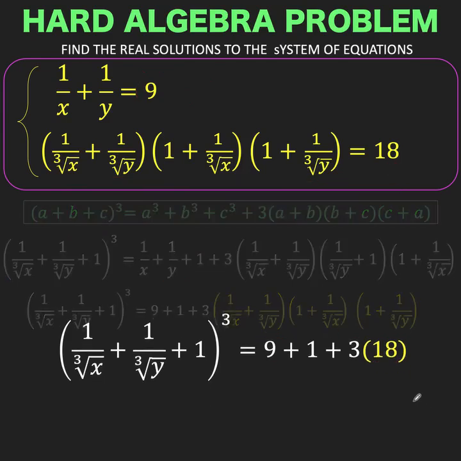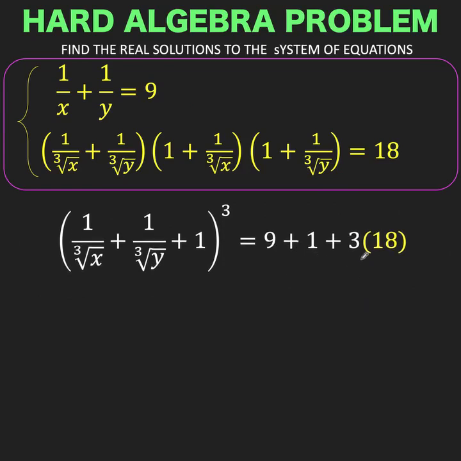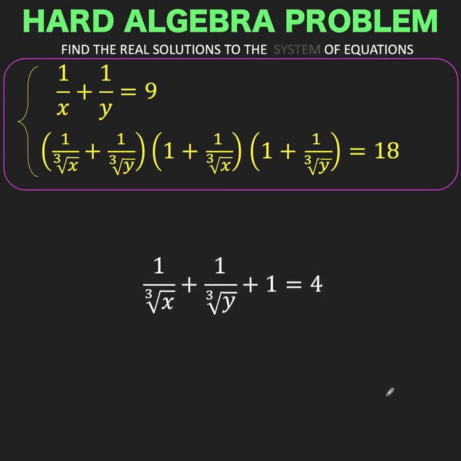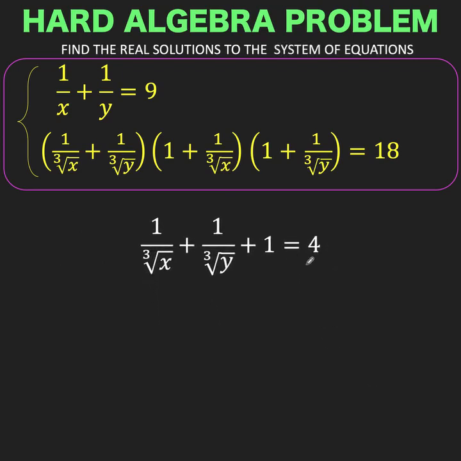So let's simplify this further. 9 plus 1 is 10 plus 3 times 18. This gives us 64. And we take the cube root of both sides to get 1 over the cube root of x plus 1 over the cube root of y plus 1 equals the cube root of 64, which is 4. Then, let's simplify further by subtracting 1 from both sides to arrive at 1 over the cube root of x plus 1 over the cube root of y equals 3.